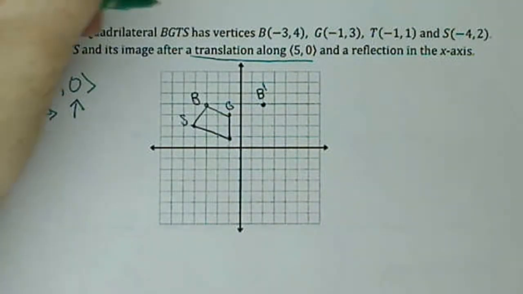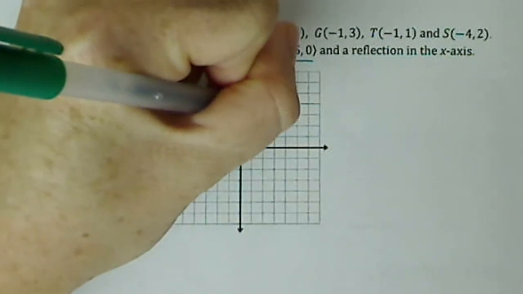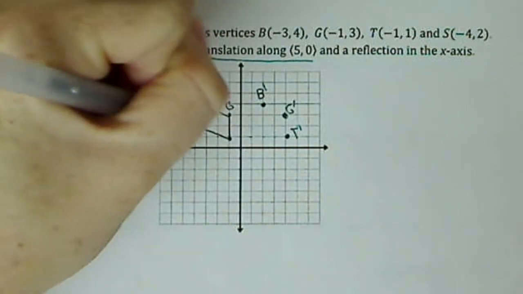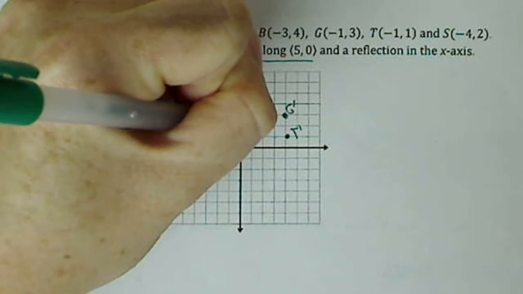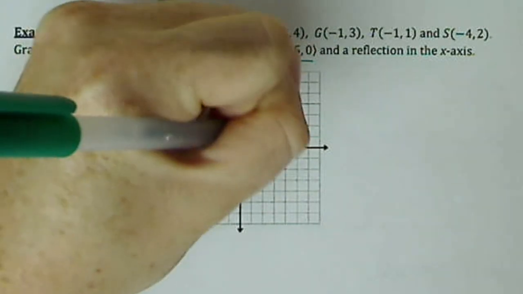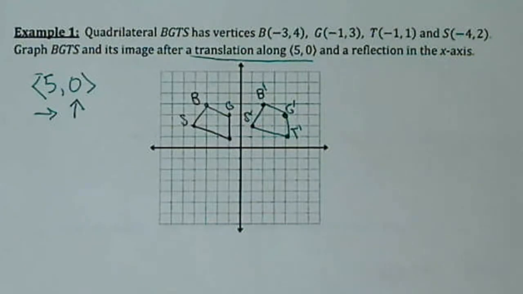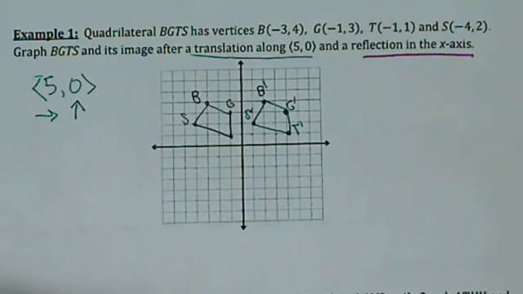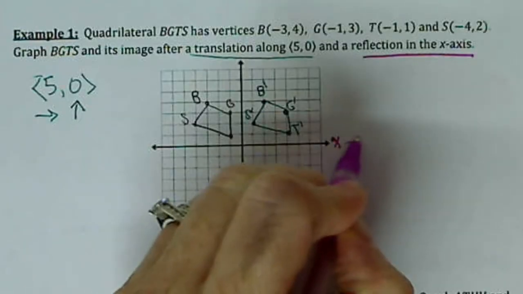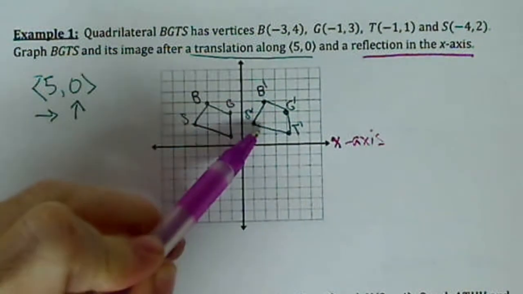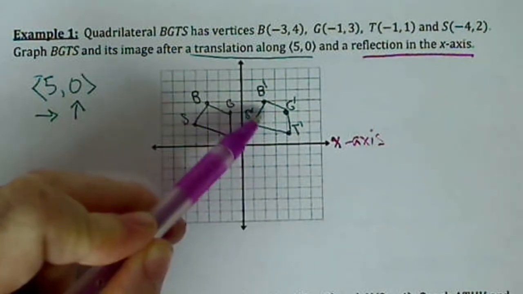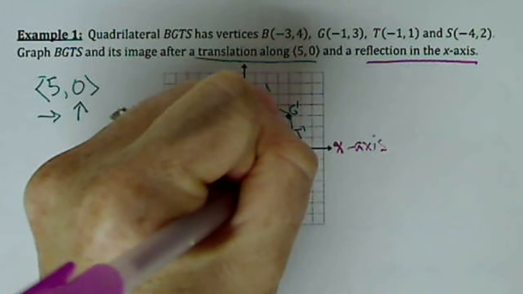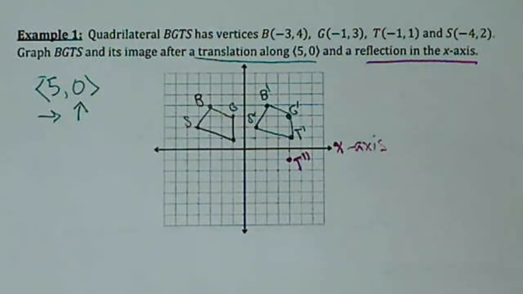Let's do that to every single vertex and label them on your graph so that we know where they are. Okay, so here is the first transformation, and then it says to reflect in the x-axis. So this is my mirror right here, the x-axis, and I'm going to take this image that I just drew and flip it over. Point T is 1 unit above, so now it's going to be 1 unit below, and I'm going to label it T double prime.